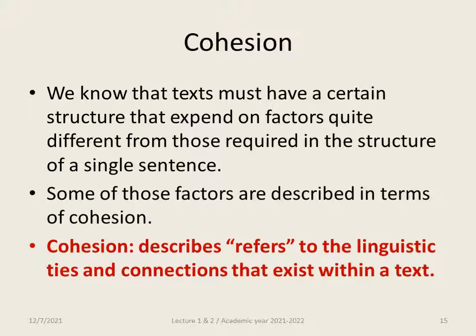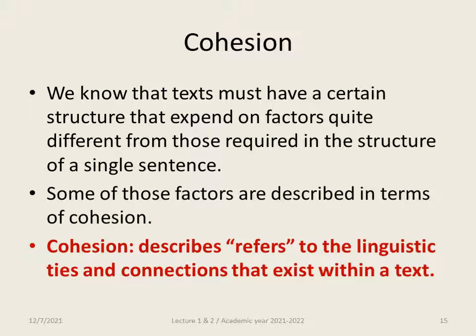We know that text must have a certain structure that depends on factors quite different from those required in the structure of a single sentence. Okay, so when you write a simple sentence you have a certain kind of structure, يعني عندك تركيبة معينة, you have to follow, you have to respect it. And so when you write a text you also have a certain structure that you have to comply with. Okay, so حتى لما تكتب نص there is a kind of structure between sentences. هذا الترابط ما بين كل هذه الجمل, once you achieve it then the text becomes cohesive.